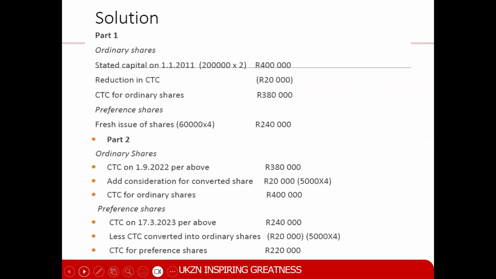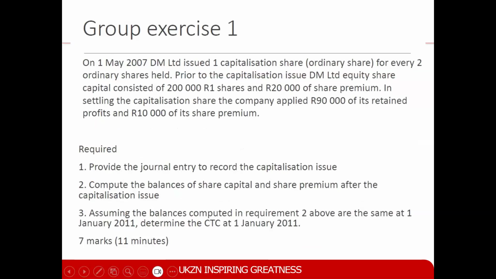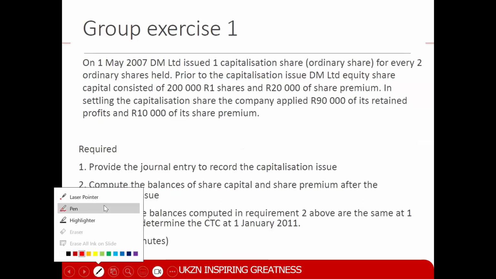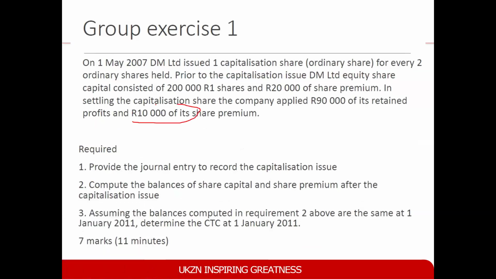Why? Because if you come back to this example here, this is what they are saying. They say to you here, 10,000 of its share premium. So the share premium actually was 20,000. So there is a reduction. That's why you see now the new ordinary shares is actually 90,000 plus 10,000, which make out what?